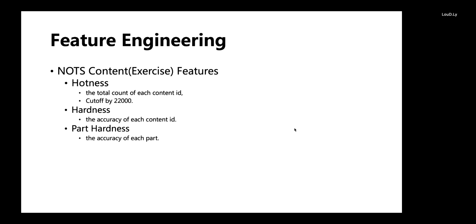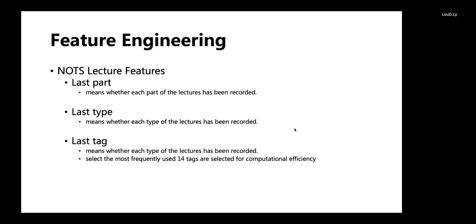As for the content features, there is nothing special. We simply calculate the hotness, hardness, and the part hardness of each content. For the lecture features, we designed 3 historical features. Each one will capture whether a specific kind of part, type, or tag has been recorded. The calculation for this part is easy. For computational efficiency, only the most frequently used 14 tags are selected as features. Larger values may be effective but less efficient.